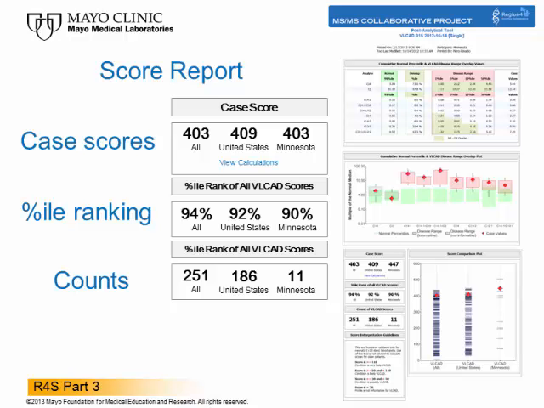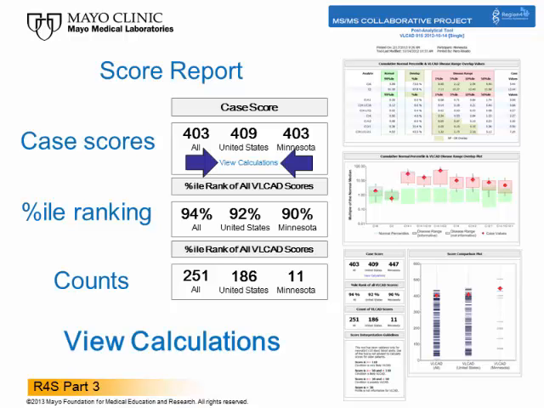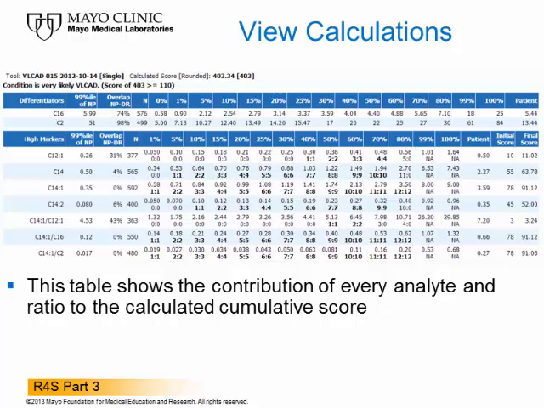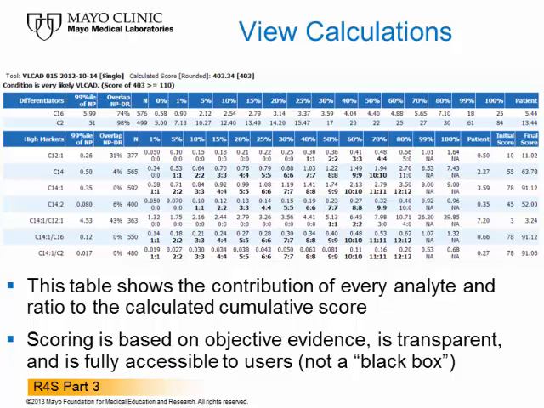In addition, this section also includes a link called View Calculations. By clicking View Calculations, it is possible to review the contribution of every analyte and ratio to the calculated score. This is a critical feature of a post-analytical tool to document that scoring is a transparent process based only on objective evidence that is fully accessible to users.